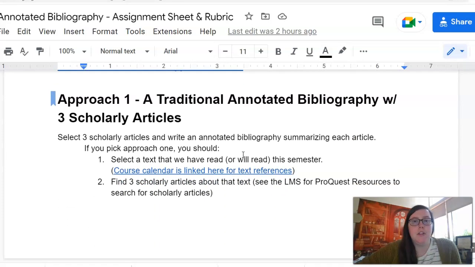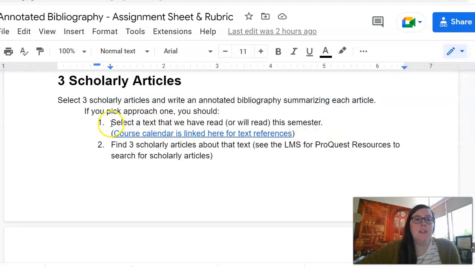Alright, first I'm going to talk about the traditional annotated bibliography. If you go this route, you will select 3 scholarly articles and you will write an annotated bibliography summarizing each article. You should write your summaries in your own words. If you pick this approach, I would like you to select a text that we have read or will read this semester. So it's got to be something on our course calendar, so take a look at that before you make your final decision. Make sure that it's on there, but anything on the course calendar from week 1 all the way to the end is fair game.